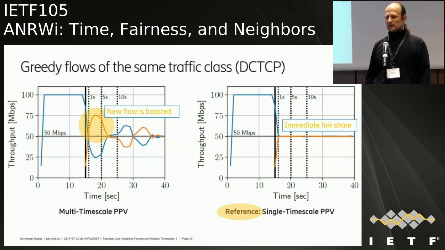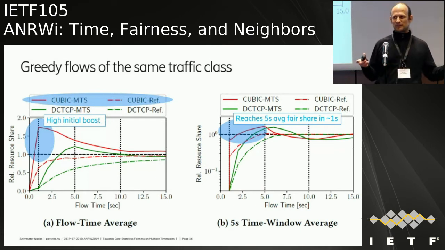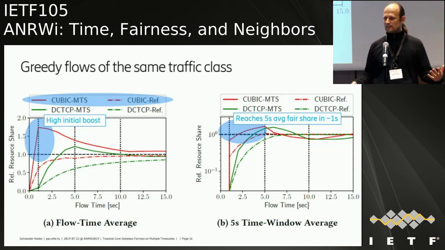And how can we visualize or understand it even more is to measure two things. One is what we call the flow time average, and there is the 5 second time window average. The flow time average is the total amount of bytes the flow has downloaded divided by the total amount of time the flow has spent in the system. While the 5 second time window average is basically looking back at the last 5 seconds and seeing what the average throughput was there, including periods when the flow wasn't even there.